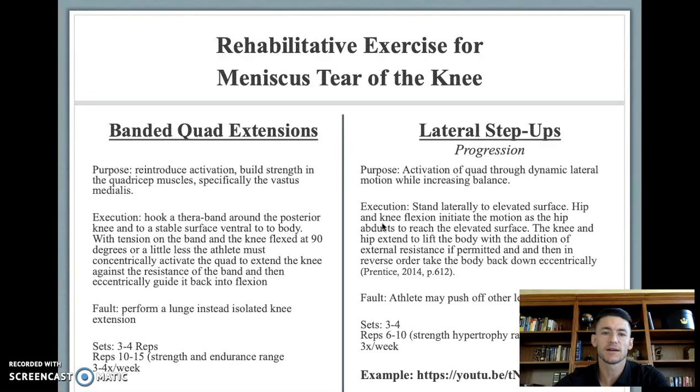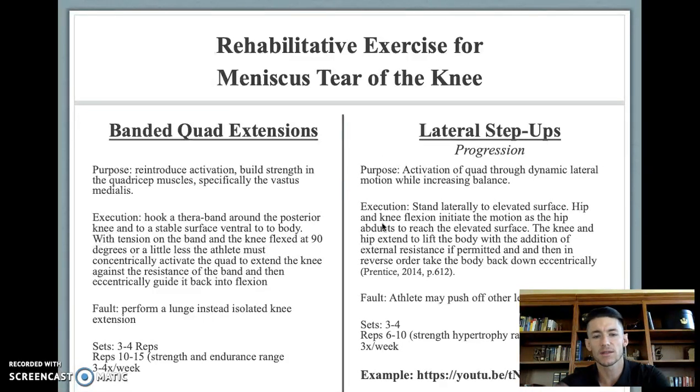Another rehabilitative exercise that can be performed for the meniscus tear of the knee is banded quad extensions. This will reintroduce that activation to the quadricep muscles, specifically the vastus medialis, which will provide the greatest amount of support for your meniscus, or your medial meniscus, which is the most commonly injured meniscus.